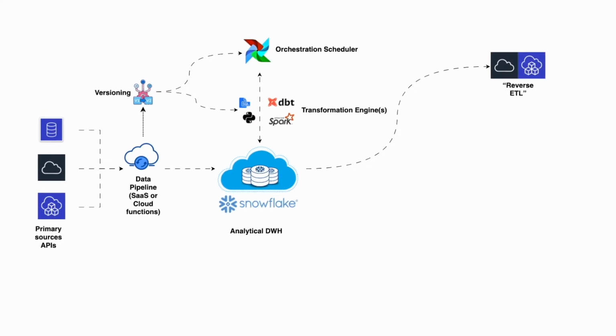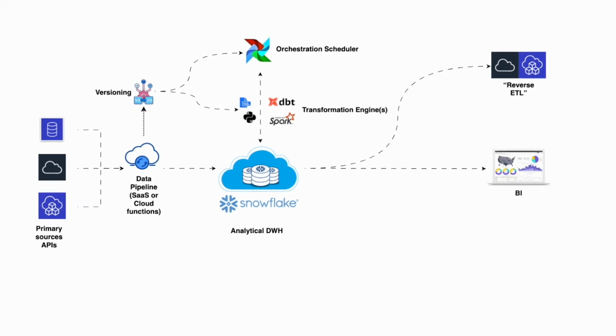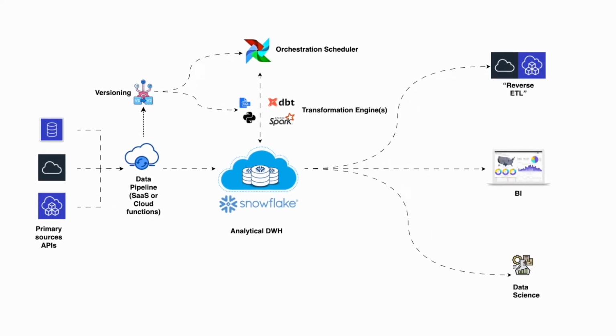That happens through reverse ETL to send data back to the primary systems used in the organization, BI to surface insights, as well as data science to provide predictive analytics, recommendation services, anomaly detection, and much more.